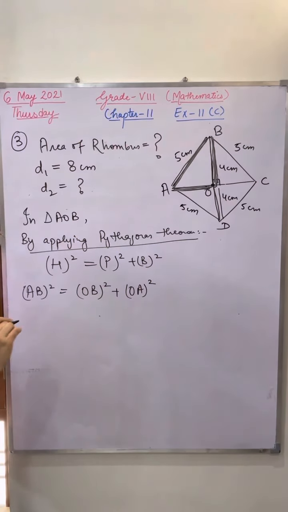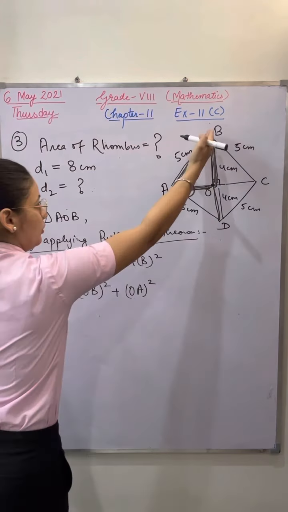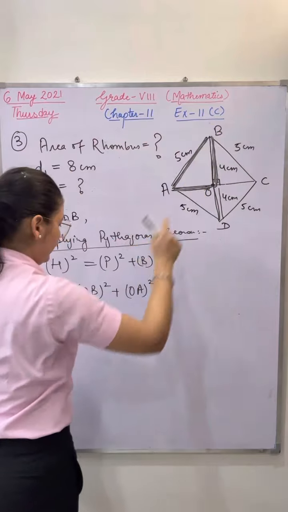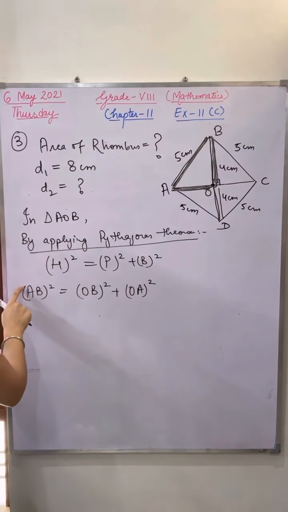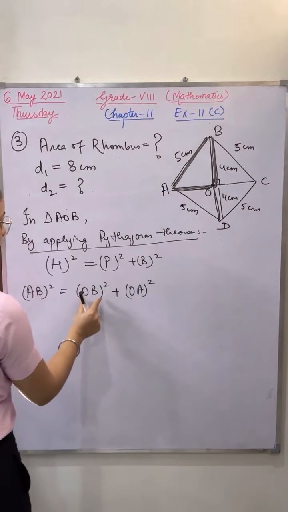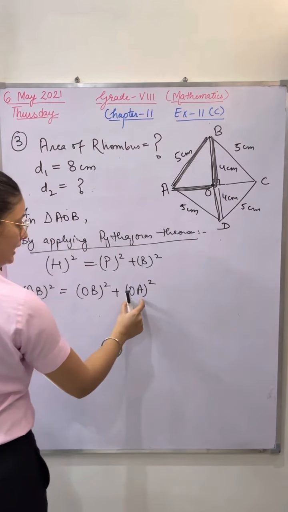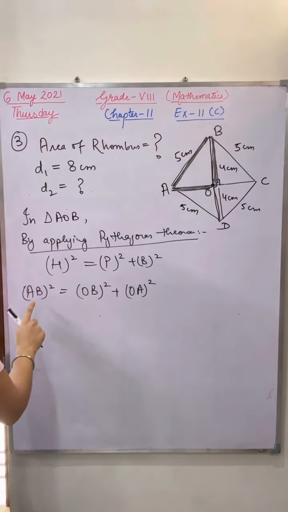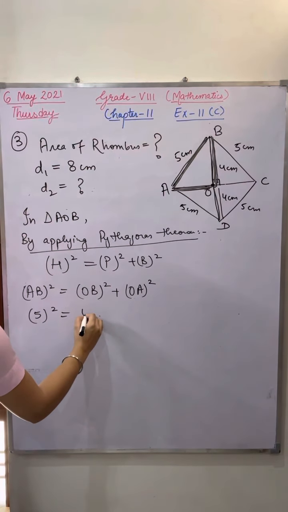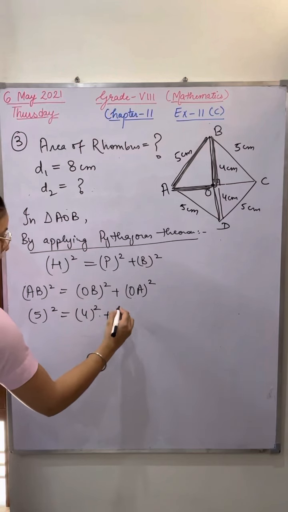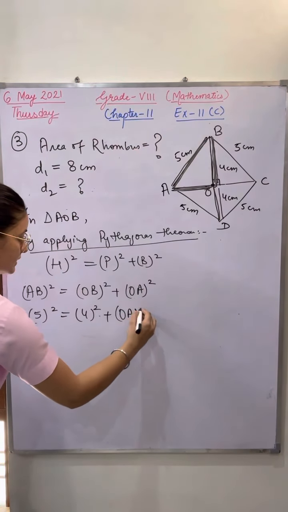Any doubt up to here? Sure? Alright. So AB is the hypotenuse, OB is the perpendicular, OA is the base. I know the value of AB, I know the value of OB, I can take out the value of OA from this formula. AB is 5 centimeter, 5 square. OB is 4 centimeter, 4 square. And OA is OA as it is.